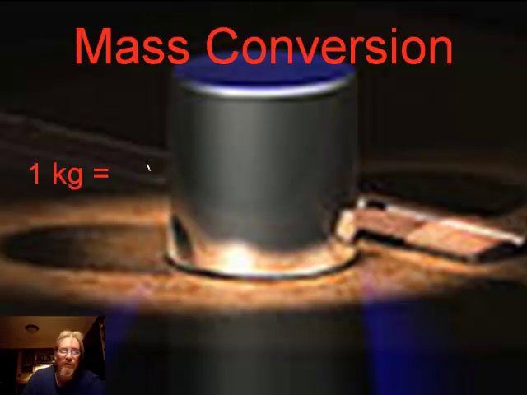A mass conversion that will be very common, you'll use this a lot probably in physics, is not actually a conversion from mass to mass, but a conversion of mass, kilograms, to force that's used much more commonly in the U.S. 1 kilogram is 2.20 pounds. My script here is not very good. That's supposed to mean pounds. 2.20 pounds is a kilogram.